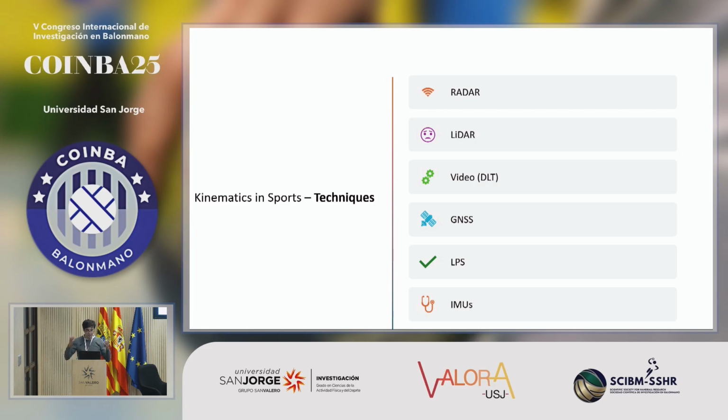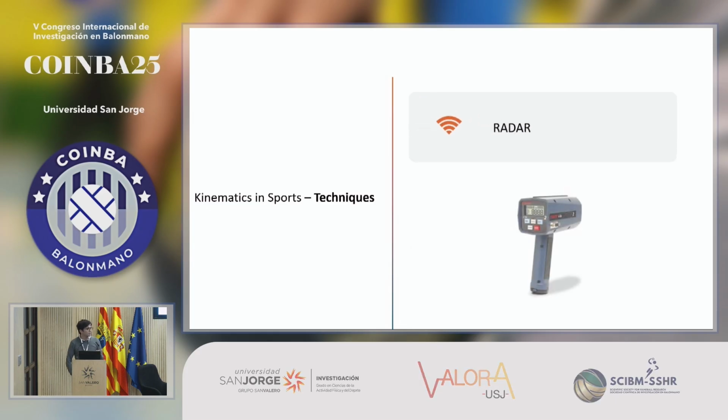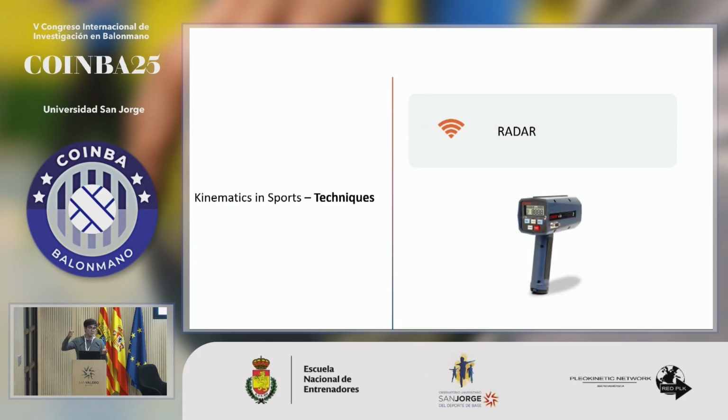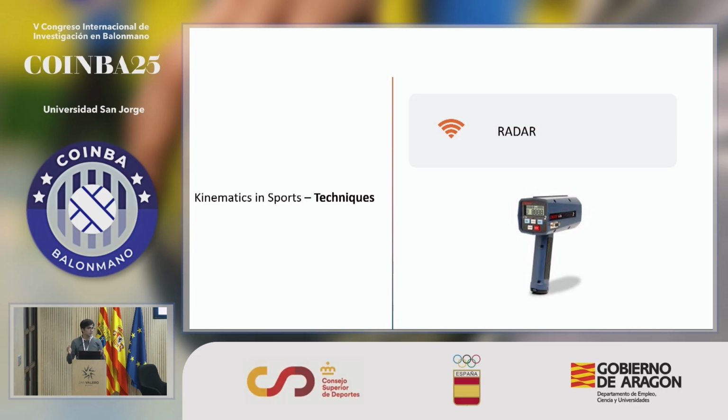The main techniques, instruments that have been used in the past and present, have been first a radar. This has been used a lot in baseball and is very useful for shot velocity, but to measure players' velocity it does not work so well.